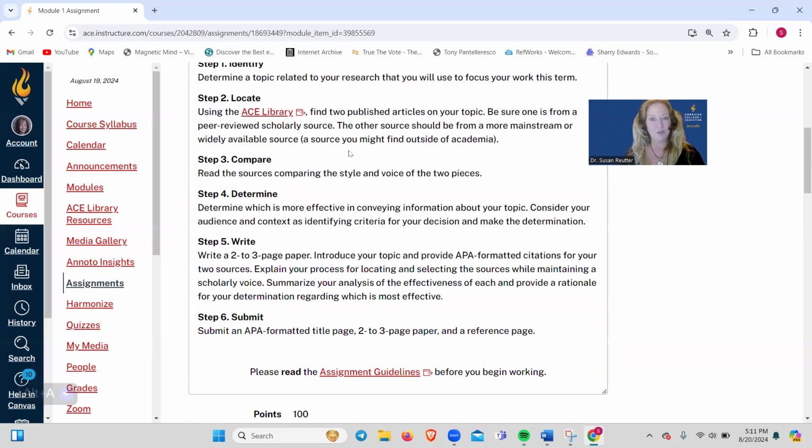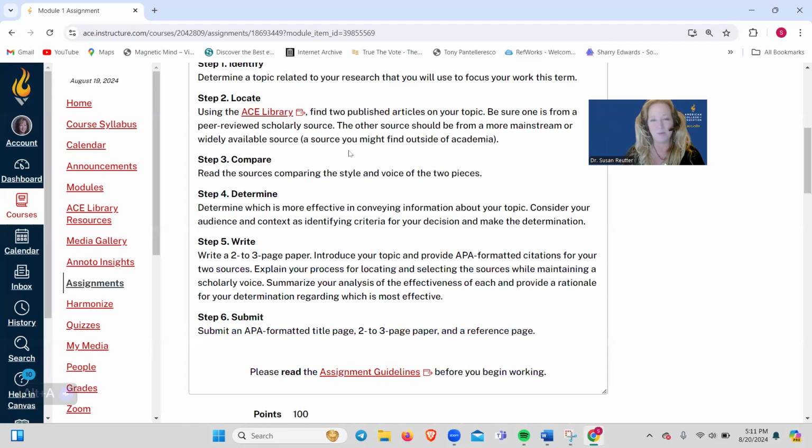Did one have a more scholarly tone? Was one more systematic? Different things of that nature. Now, determining what's more effective is in the eye of the beholder. It depends on what you were looking for. Simple as that. So as you're comparing them, you're extracting out some highlighted information and discussing why that was important to relate to your topic.